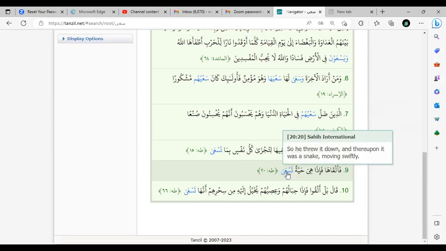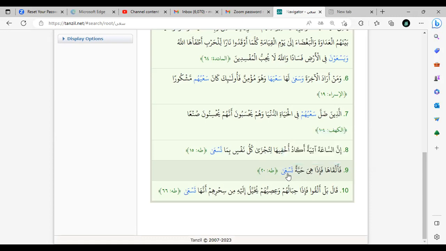And there is another meaning of sa'a: the movement of a snake, and the guy who is walking quickly. This verb is also used there. فَأَلْقَاهَا فَإِذَا هِيَ حَيَّةٌ تَسْعَى. So he threw it down and thereupon it was a snake moving swiftly. So the meaning came as moving. There are two, three meanings for this sa'a, yes'a.